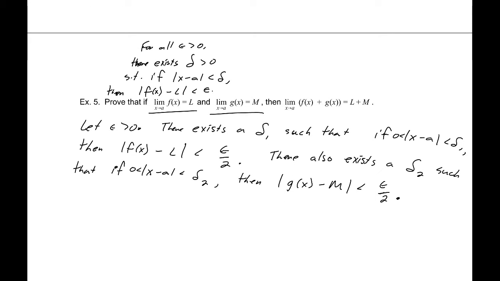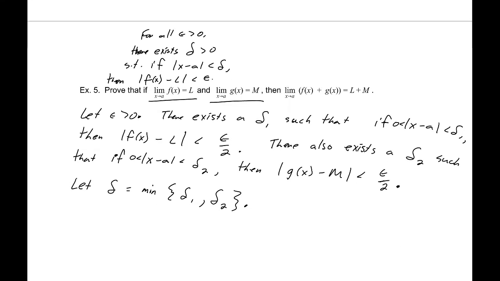All right, now I want to make a choice here, and hopefully this will be clear why I do this in a second. Let delta equal the minimum of delta 1 and delta 2. So this will guarantee that both of those conditions hold. I need to make sure my x and my a are close enough to keep both of those conditions.